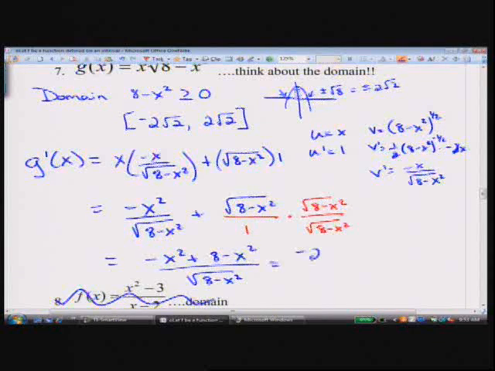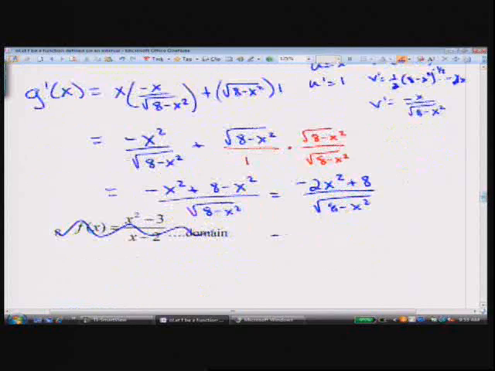And so then this is negative 2x squared plus 8 over the square root of 8 minus x squared. And the whole reason you're doing this is you want to figure out where it's equal to 0, and also undefined, but it turns out to be undefined at those places where it has trouble in the domain, the plus or minus 2 square root of 2. That's going to be where this function is undefined. So you don't have to really think about that. Those are your endpoints. But it's equal to 0 when the numerator equals 0.